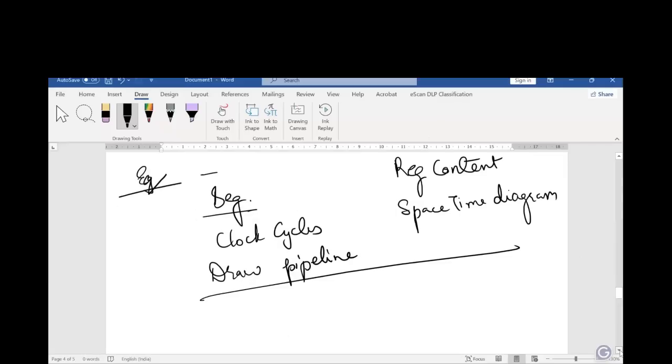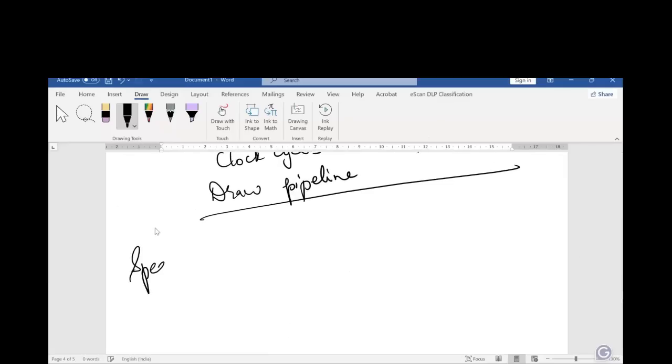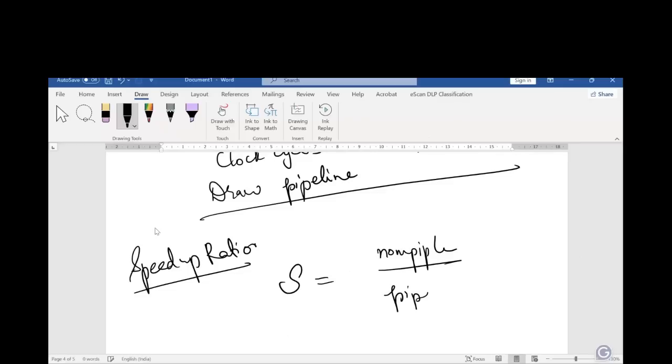If I want to calculate the speed up ratio over here, what is the speed up ratio? How much time does it take? Speed up of pipelining is, if I consider the non-pipeline architecture and a pipeline architecture, how much time will each take? So here we are calculating the speed up ratio for a non-pipeline architecture over a pipeline architecture. How much time did I take to complete the tasks in the non-pipeline architecture? As many tasks, n, multiplied by Tn. Tn is the time taken in the non-pipeline architecture.